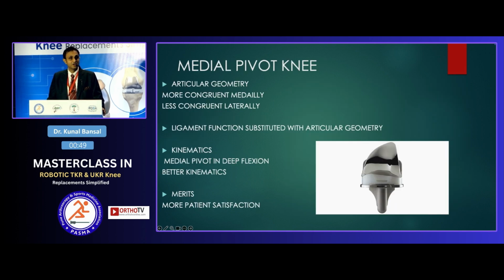New kid on the block, very widely used now, the medial pivot knee: more congruent medially, less congruent laterally. Ligament function is substituted by means of articular geometry. Medial pivots in deep flexion. It is claimed to have better kinematics and is also functionally shown to have better kinematics. And the biggest merit, from our point of view, is that these patients show better patient satisfaction.